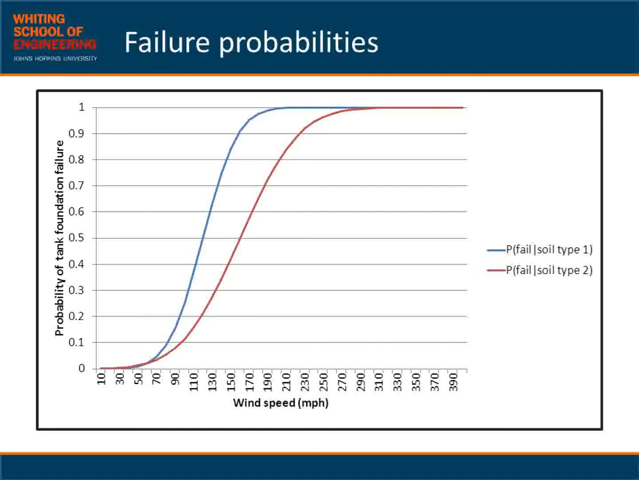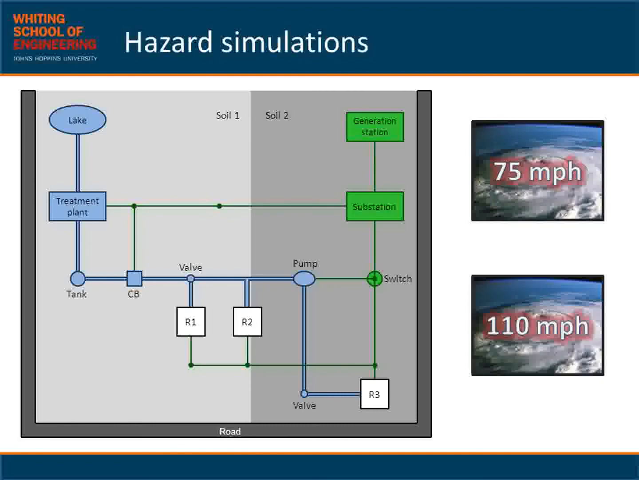The fragility curves used in this simulation are for illustrative purposes only. While an attempt was made at realism, they are based on expert judgment rather than real data. We simulated two hurricane events, a 75-mile-per-hour storm and a 110-mile-per-hour storm.